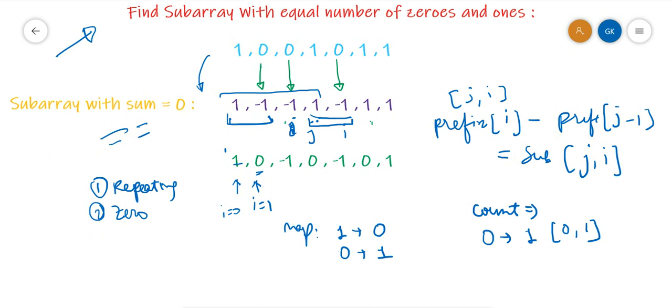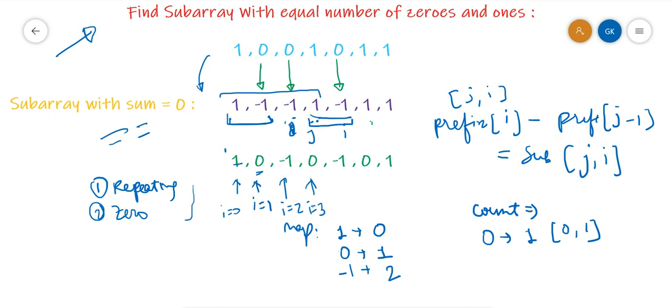So similarly we will go to I equal to 2, and then we will check if it is satisfying any of these conditions. So -1 was not present earlier and -1 is not 0, so it is not satisfying any of the conditions. So we will simply store -1 and its index in the map, and then we will proceed to I equal to 3.